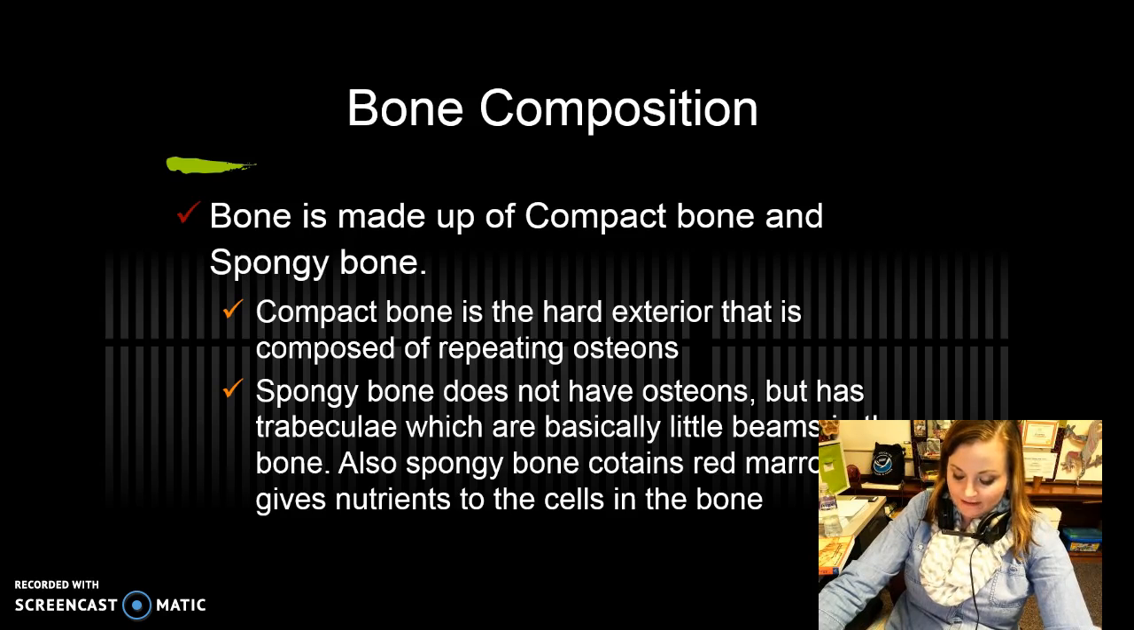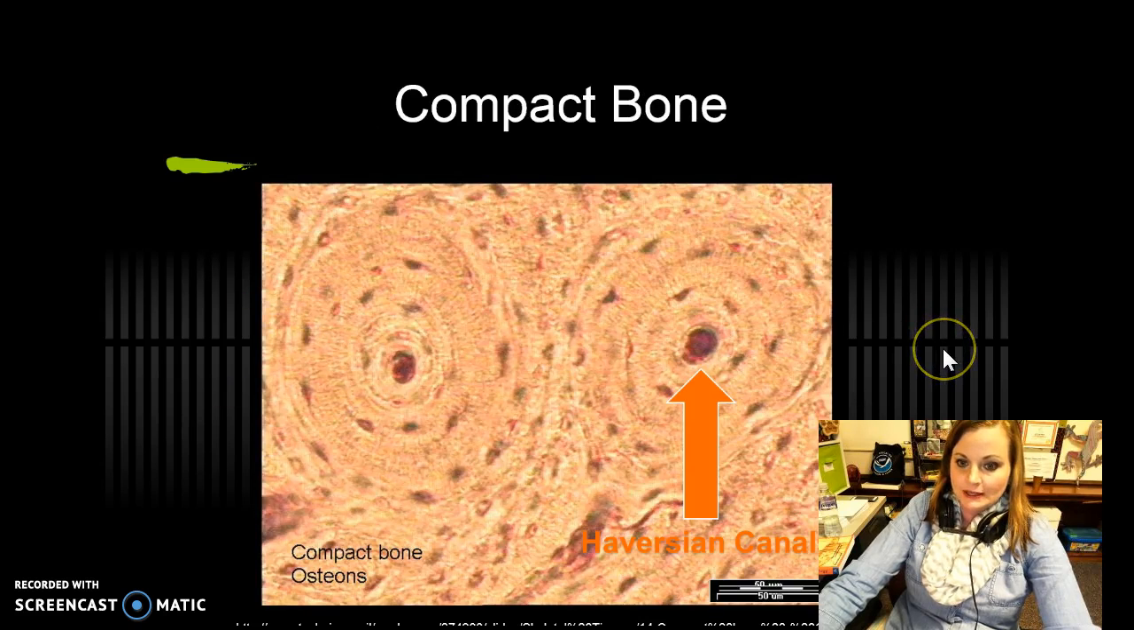There are nerves and blood vessels that run through bones to provide them with the oxygen that they would need to perform cellular respiration. There are what's called compact bone and spongy bone. Compact bone is a hard exterior that's composed of repeating osteons, you see here. And spongy bone does not have osteons, but has trabecula, which are basically little beams in the bone. But let's look more specifically at what these mean.